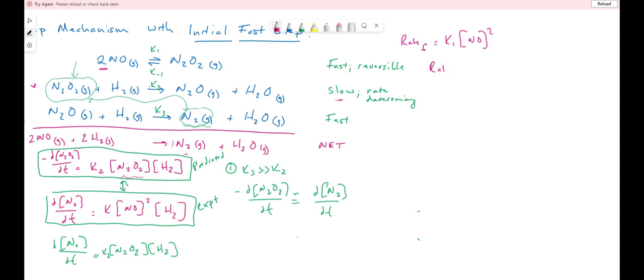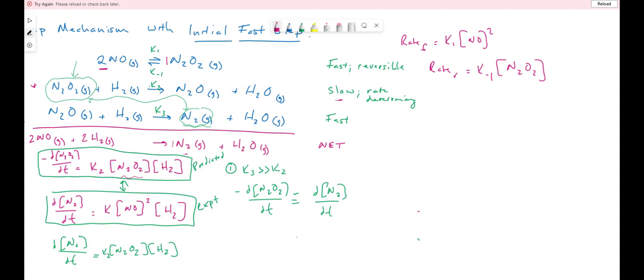Similarly, we can write the rate for the reverse reaction. That's going to be K minus 1, and that is going to be proportional to N2O2 concentration. There's no exponent here because this is a 1 in front of that. Okay, so that's the first step.